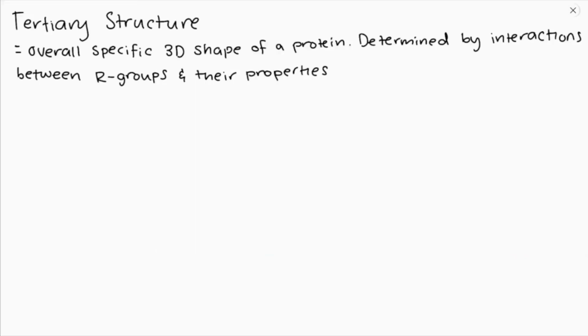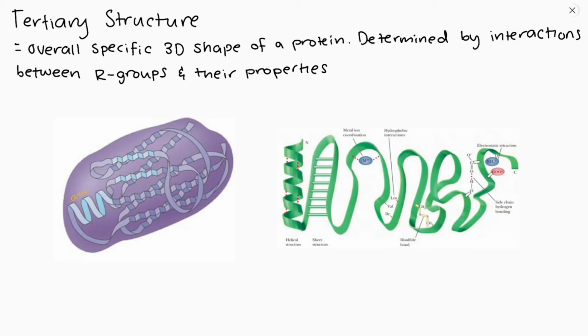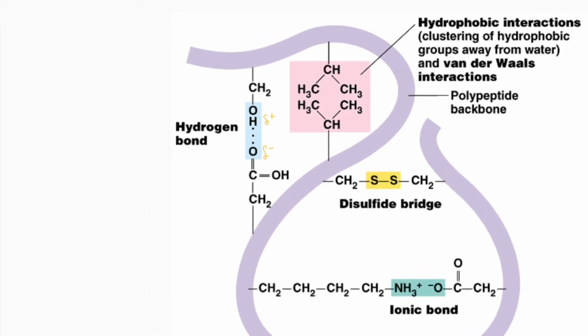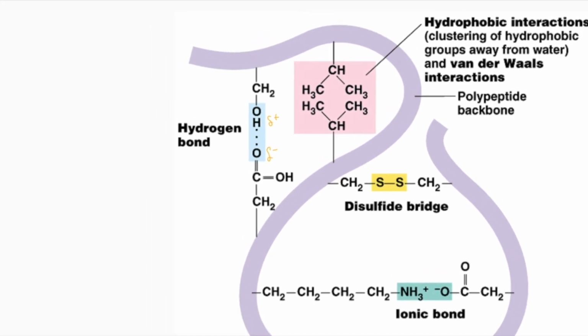The tertiary structure is the overall specific 3-dimensional shape of a protein. This occurs through the interactions between R groups and their different properties. Hydrogen bonds are formed between polar R groups. This is the same type of bond found in the secondary structure, and this stabilizes the folds in the protein.